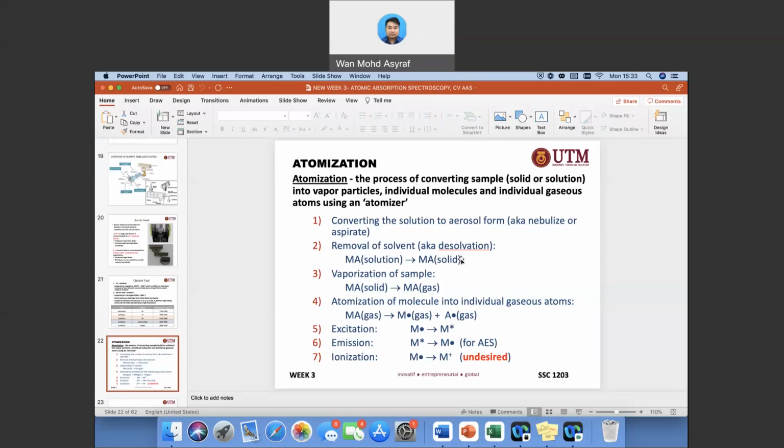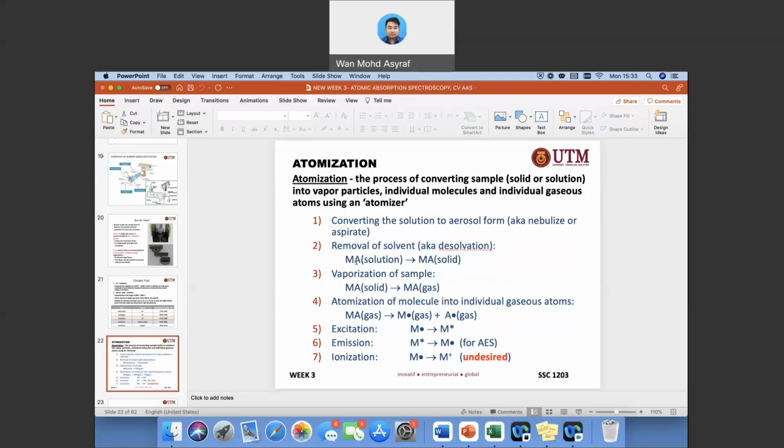Atomization is the process of converting sample, which is solid or solution, into vapor particles, individual molecules, and then individual gaseous atoms using an atomizer. In the process, first you convert the solution to aerosol form, which we call nebulizing or aspirating. And then after it forms an aerosol, we remove the solvent, which is called desolvation.